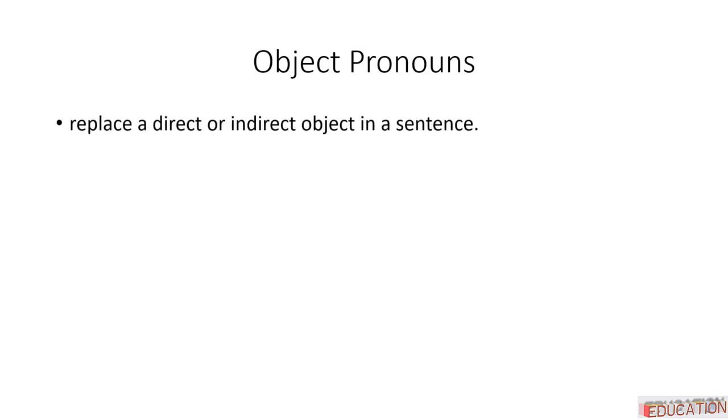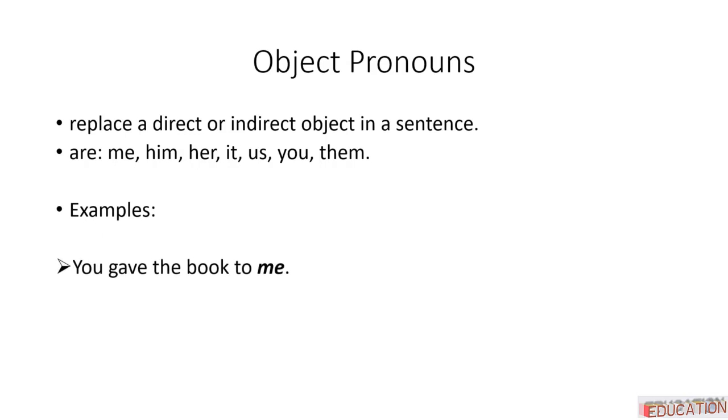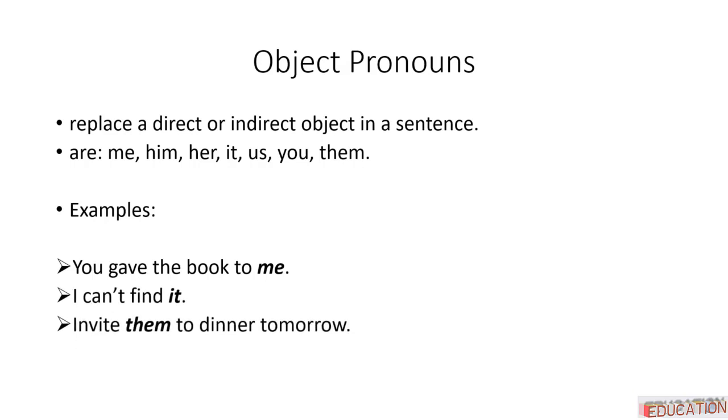Object pronouns replace a direct or indirect object in a sentence or clause. The object pronouns are me, him, her, it, us, you, them. We'll look at some examples. You gave the book to me. I can't find it. Invite them to dinner tomorrow. Susie works for him.